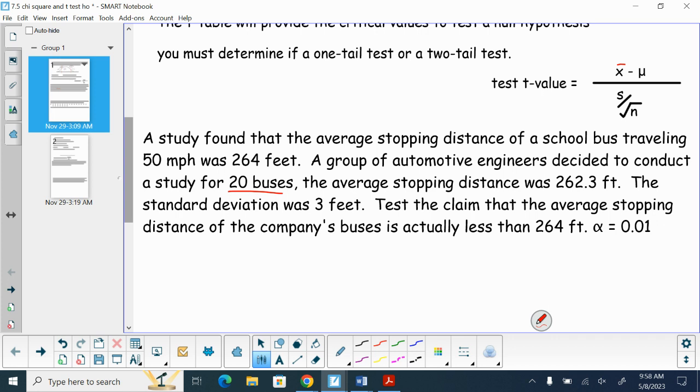A study found the average stopping distance of a school bus traveling 50 miles an hour is 264 feet. A group of automotive engineers decided to conduct a study on 20 buses now. Average stopping distance was 262.3 feet. Standard deviation of 3 feet. They tested the claim that the average stopping distance is actually less than the 264 feet. So we're still going to start with our null and alternate hypothesis.